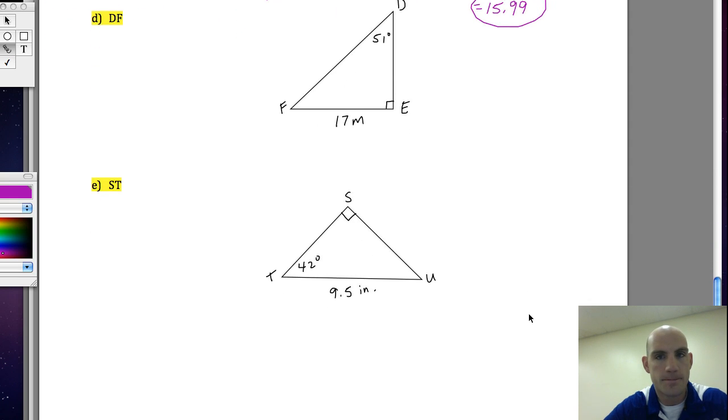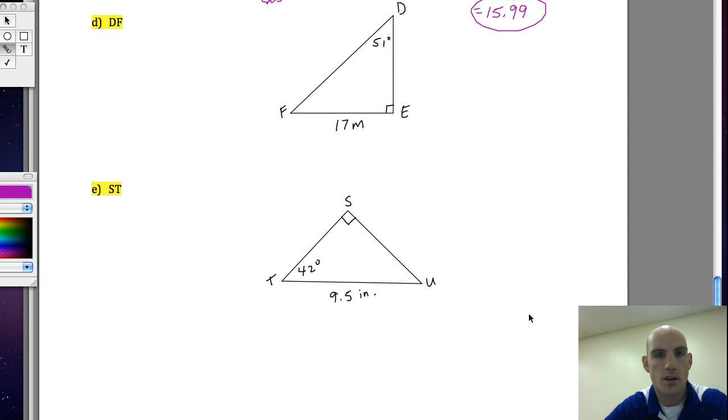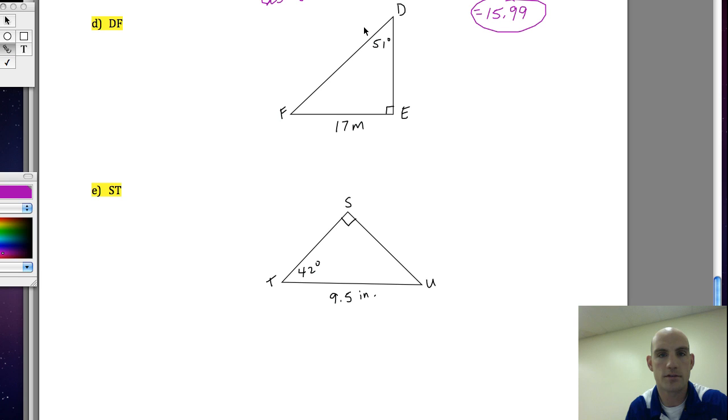Here's the first 2. We're going to be looking for DF. Here's a hint. DF is the hypotenuse, and you have the opposite side. Opposite and hypotenuse sounds like sine to me. In E, we're finding ST. Well, ST just happens to be a leg. It happens to be the leg that's adjacent to 42. We also have the hypotenuse. Adjacent and hypotenuse. Sounds like cosine to me.